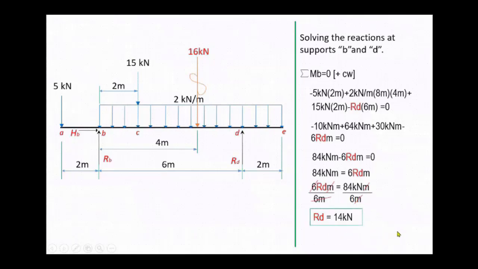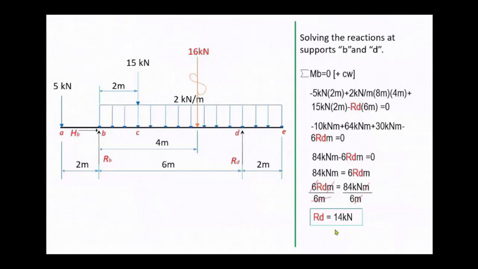So that's it. The principle is quite simple. We take a moment at B in order to eliminate the other unknowns, so that the only unknown will be R sub D. Then we follow the sign conventions, positive clockwise, negative counterclockwise. The rest of the steps is merely arithmetical. So R sub D is equal to 14 kilonewtons.